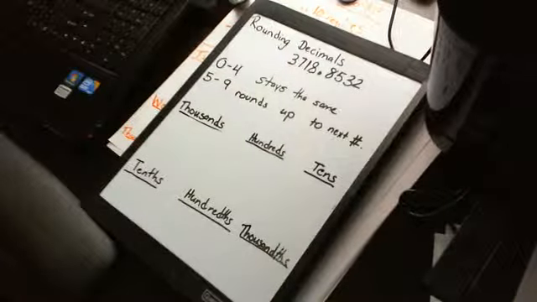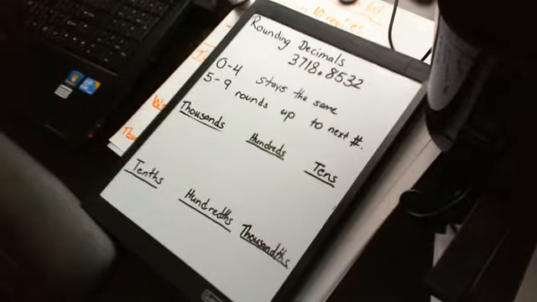Our second standard for this week is rounding decimals. If we look at the number 3,718 and 8,532 ten-thousandths, and we want to round this decimal to get a smaller number, a number that's easier to add or subtract, to get just an estimate of what you need without having to be precise.